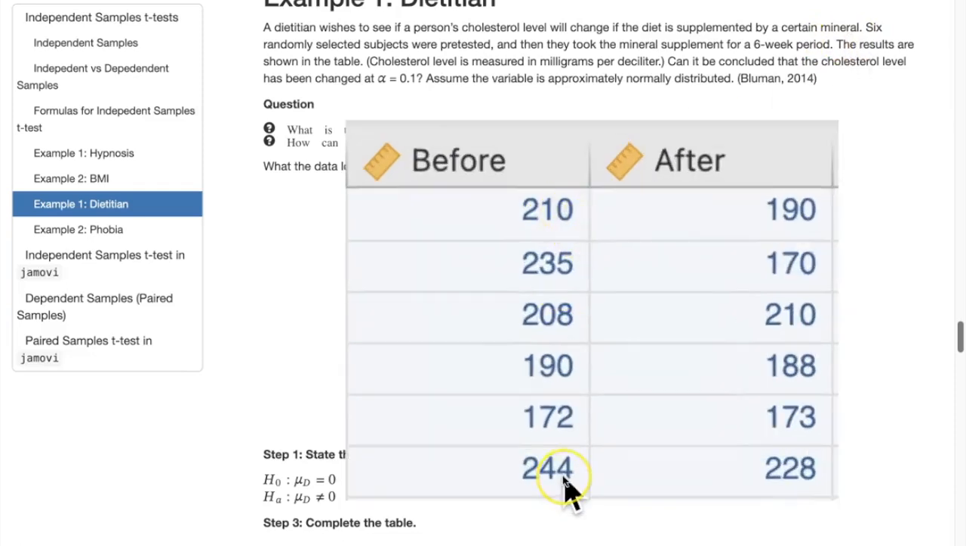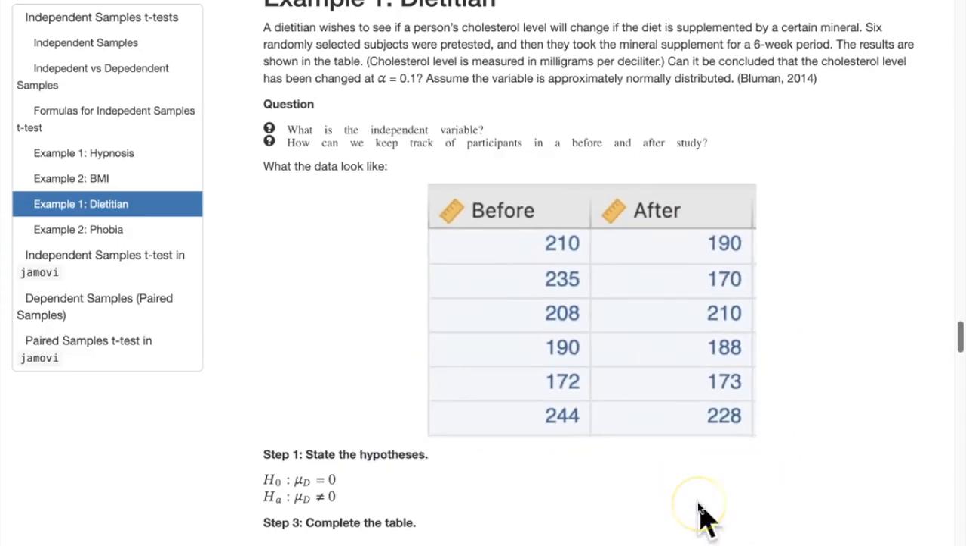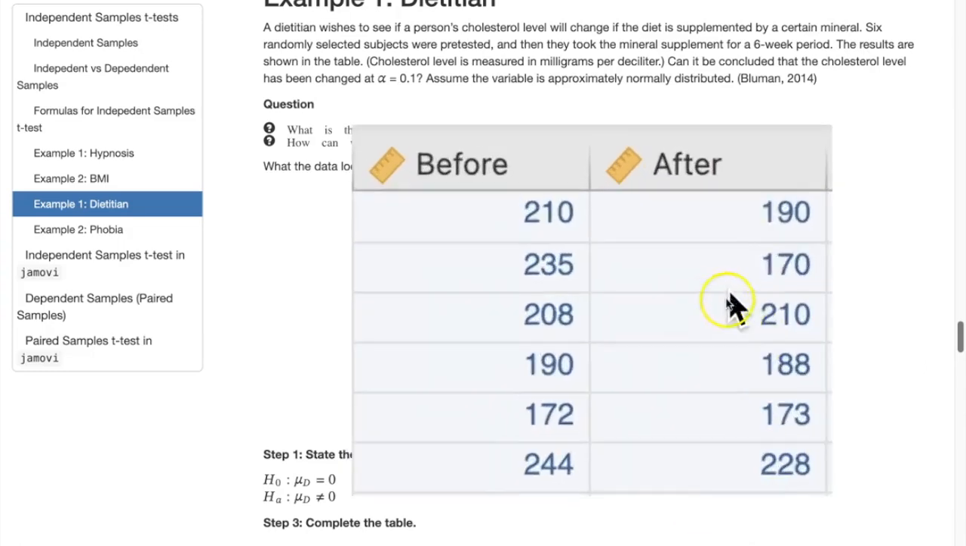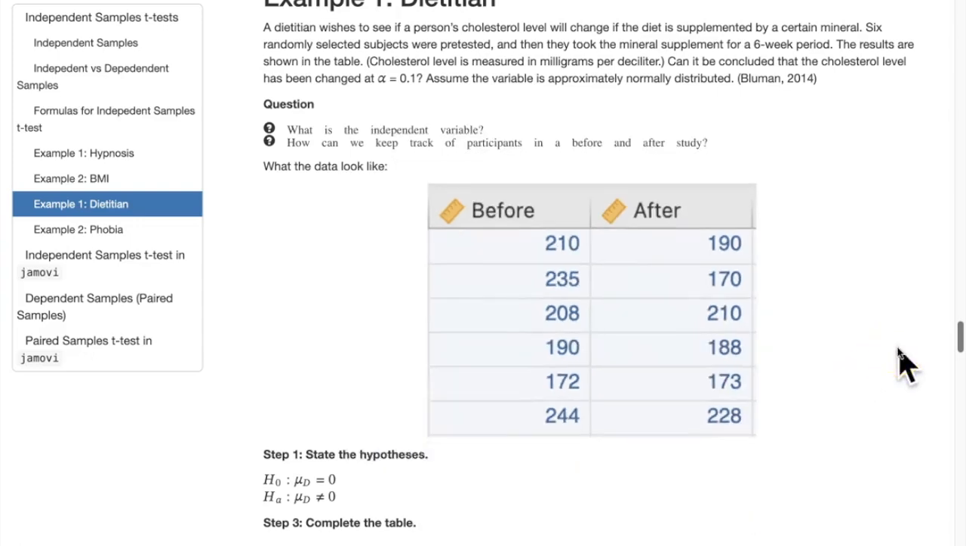Here we have the cholesterol levels before, and then 6 weeks after, they measure the cholesterol level again. Right off the bat, I thought this one looks smaller, but this one looks pretty close. So there might not be that much of a difference just by looking at the data.